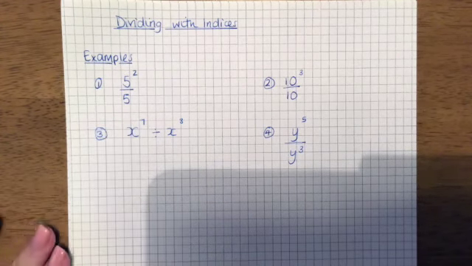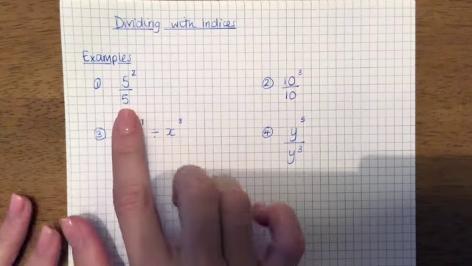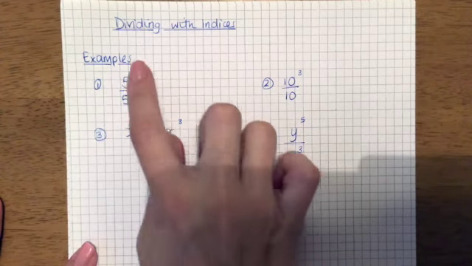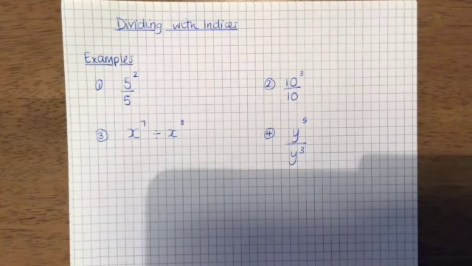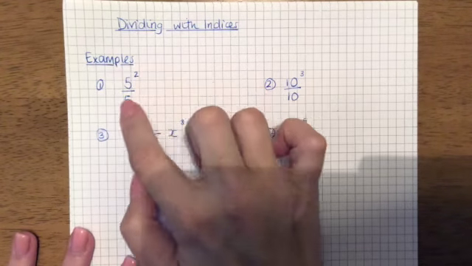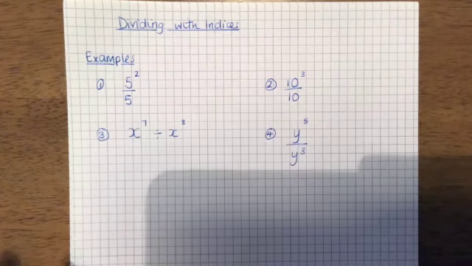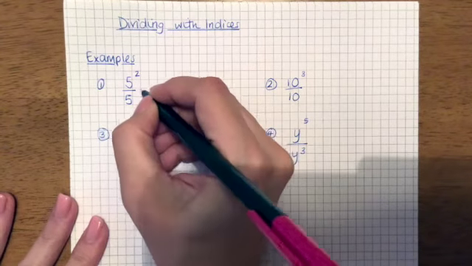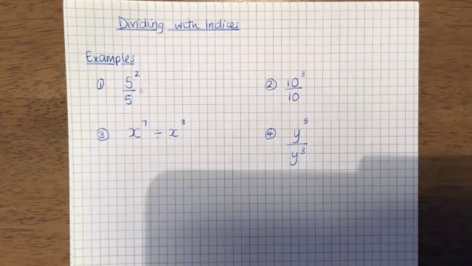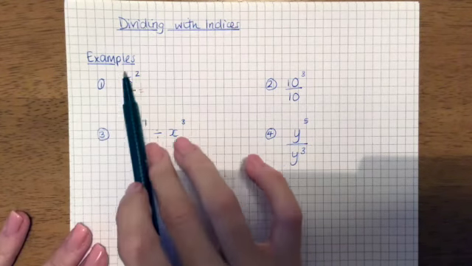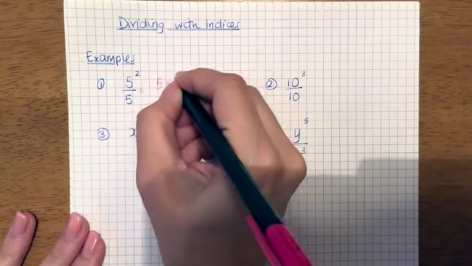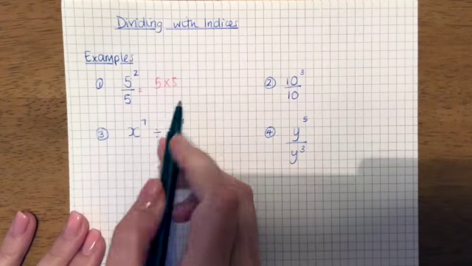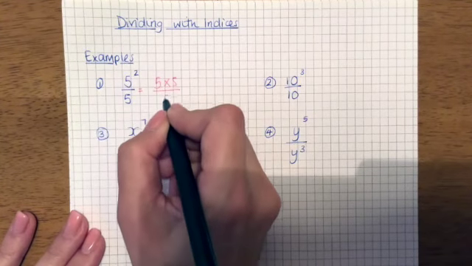So we've got 5 squared divided by 5. It can look either like this as a fraction or with the actual divide sign. The same rule applies, it's just laid out differently, but I like it like this, so that's why I've started with this one. What I'm going to do is write down, like we did last time, what was there written out fully, and represent it in just fives. So 5 squared is the same as 5 times 5, and then we've got divided by 5.